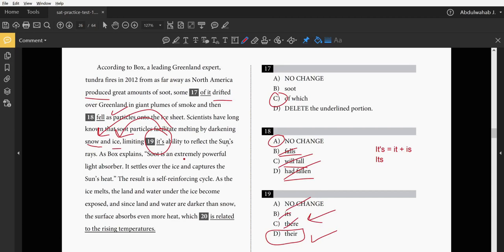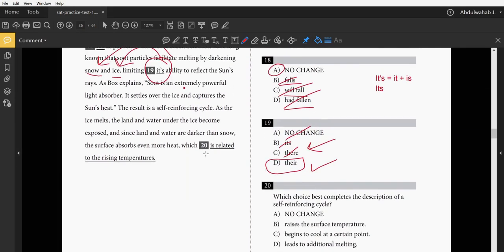As Box explains, soot is an extremely powerful light absorber. It settles over the ice and captures the sun's heat. The result is a self-reinforcing cycle. As the ice melts, the land and water under the ice became exposed. And since land and water are darker than snow, the surface absorbs even more heat, which is related to the rising temperatures. Now here, once you read this sentence, you're expecting a kind of cause-effect relationship. Since land and water are darker than snow, the surface absorbs even more heat. So what happens? Which is related to the rising temperatures?